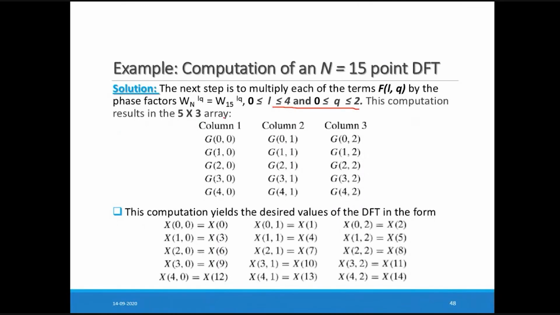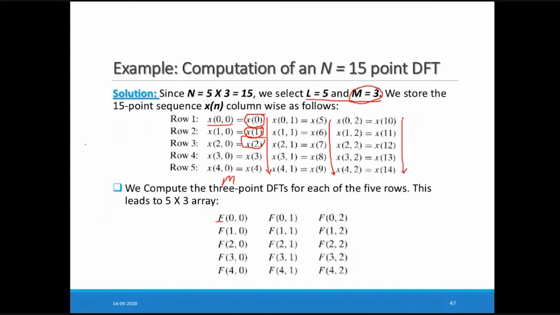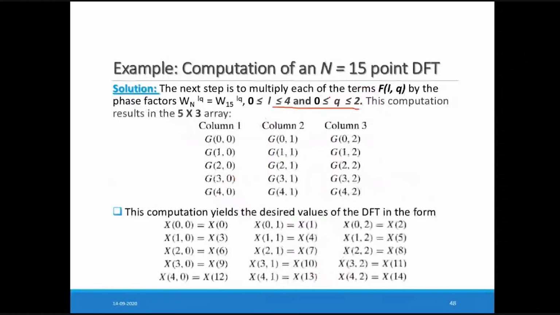So here in the lq representation you can see l and q start from 0,0 up to 4,2. So the maximum term is 4 comma 2, where l is 4 and q is 2. Now we multiply this term with omega N raised to lq. When you multiply it, you get the next term, that is G, as per this equation.